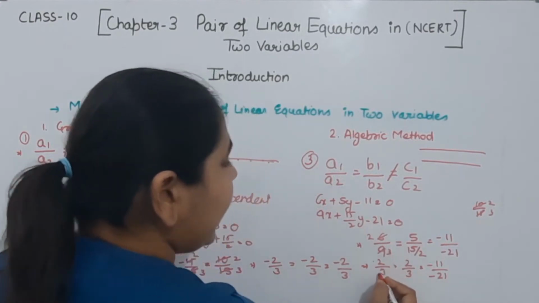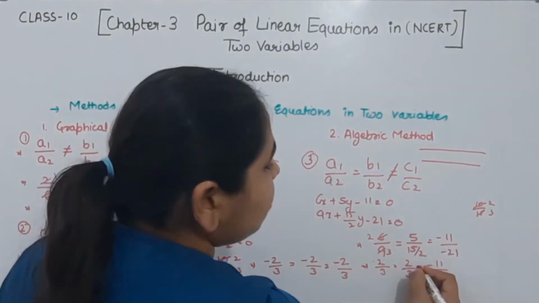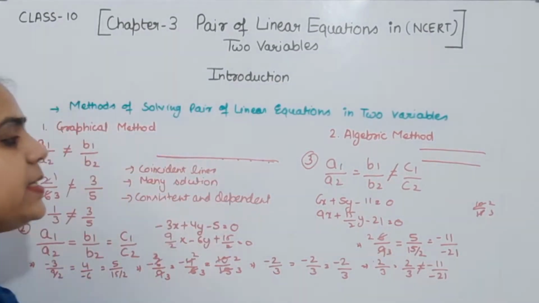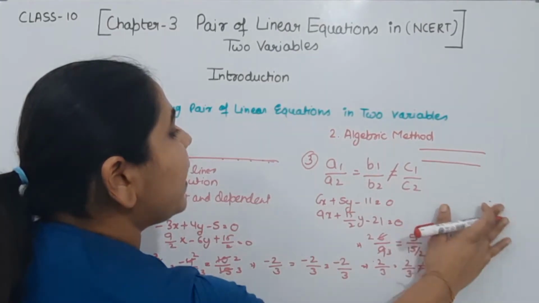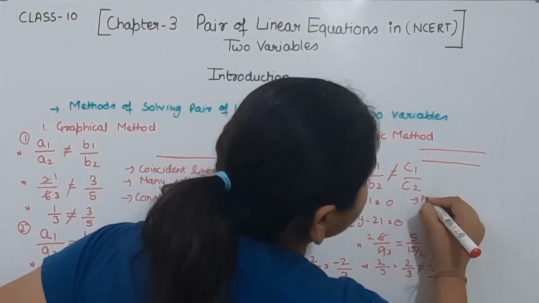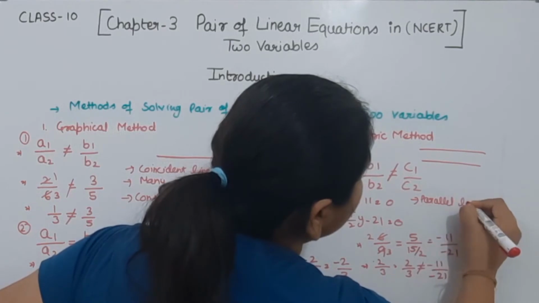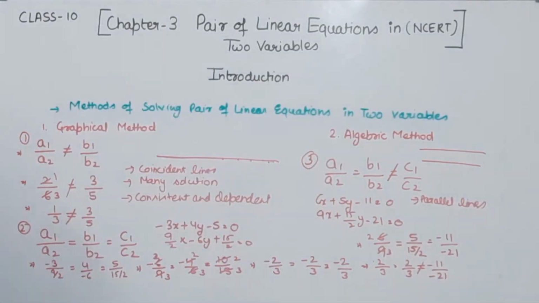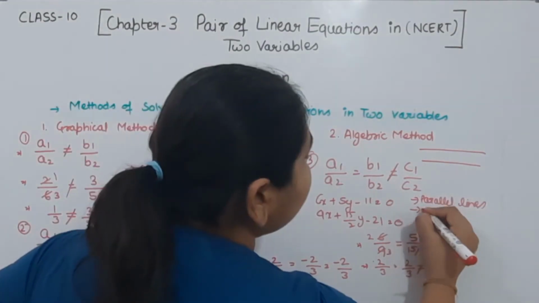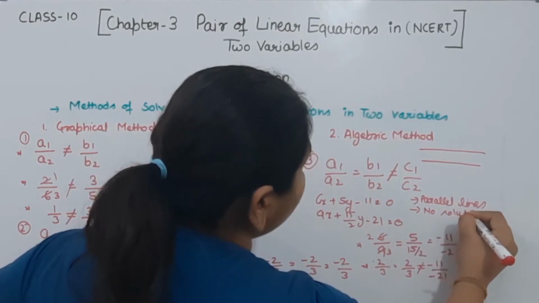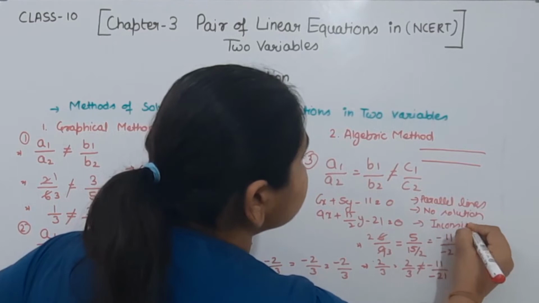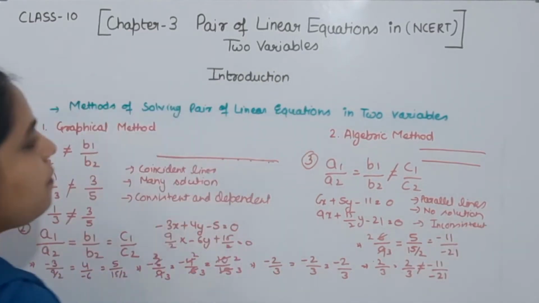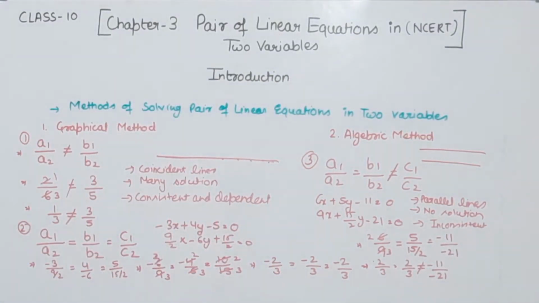Now A1 by A2 is equal to B1 by B2 but not equal to C1 by C2. In this case we will have the parallel lines. So we are going to write here, in this case we have the parallel lines. Now they are having the parallel lines, that means they are having no solution. So we are going to write here, they are having no solution. If they are having no solution, they are the inconsistent pair of linear equations in two variables.